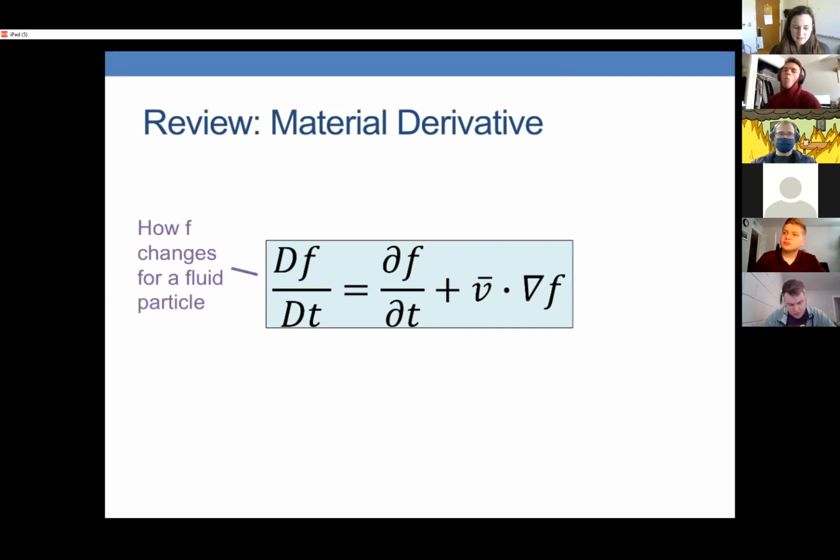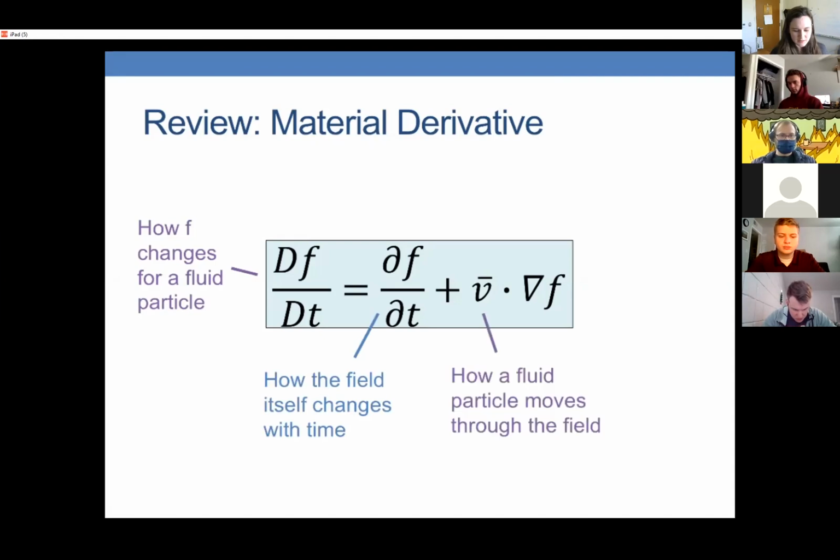And we talked about this material derivative, which is a way of connecting those two ways of viewing the fluid. So for some property F, you have how F changes for a fluid particle, the rate of change, how the field itself in a Eulerian way changes with time, how the fluid particle moves through the field with that velocity field, and then how F changes in each direction. Talked about that. Okay.